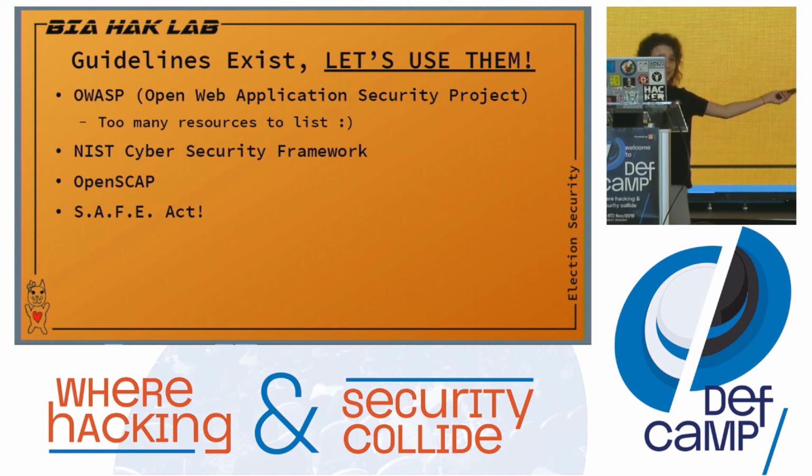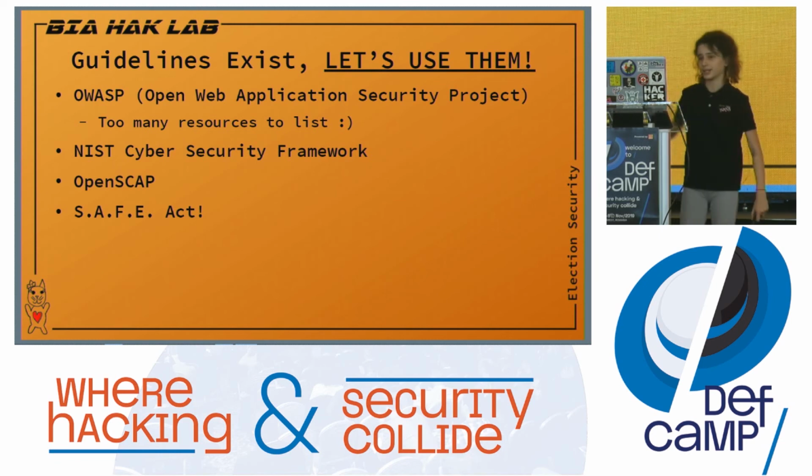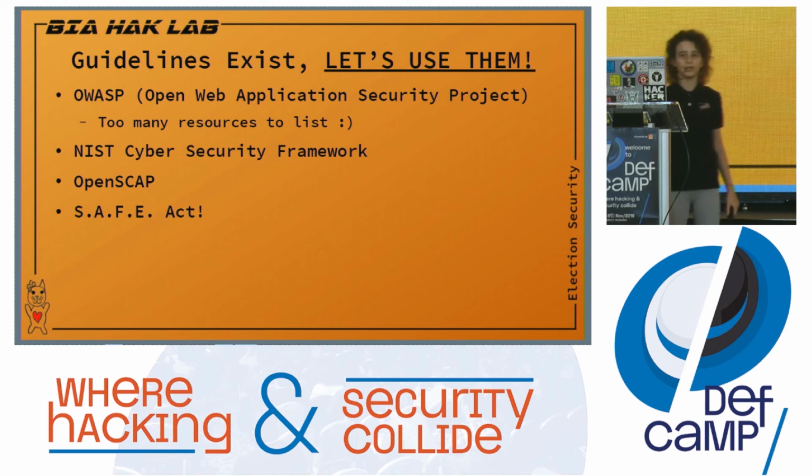How do we fix this? Well, voter registration systems are things we actually know how to secure. Website and database security is something we know and have security standards for. So, let's use some guidelines. Number 1, there is OWASP. OWASP, or the Open Web Application Security Project.